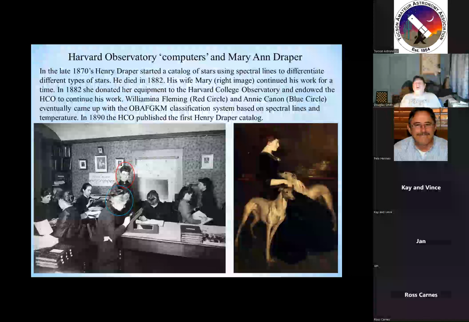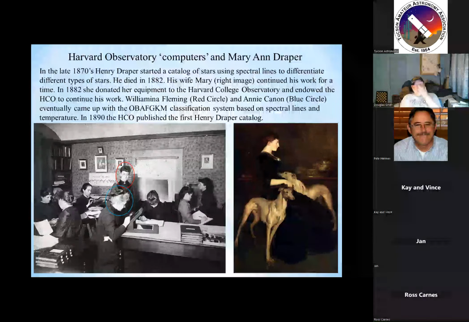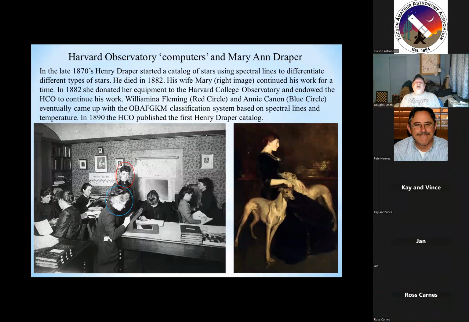The Harvard Observatory computers and Mary Anna Draper. I love this picture on the left, by the way. I used it a lot in several lectures. It's a really great picture. Anyway, in the late 1870s, a gentleman named Henry Draper started a catalog of stars using the spectral lines to differentiate the different types of stars. He died in 1882, but his wife, Mary, on the right, continued his work for a little bit.